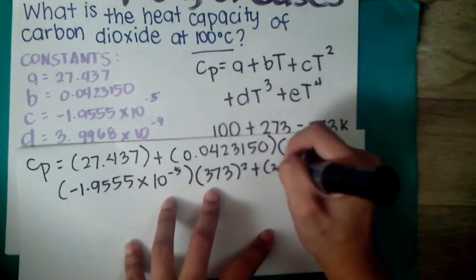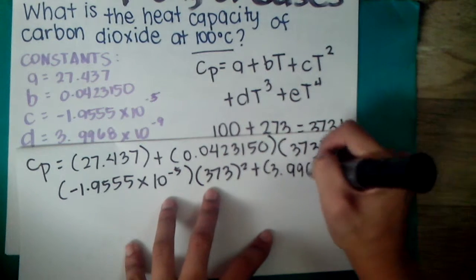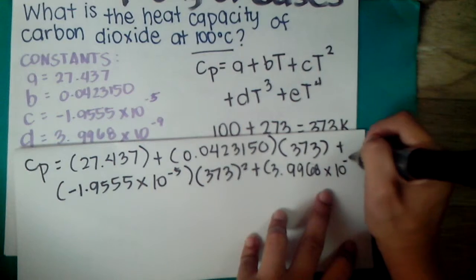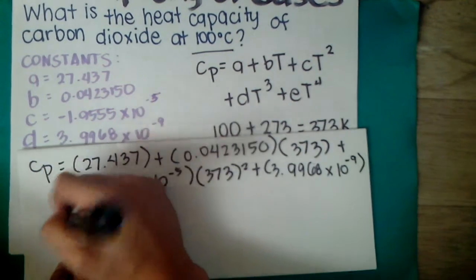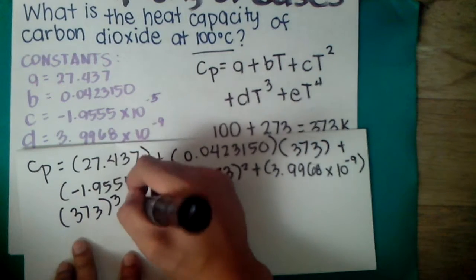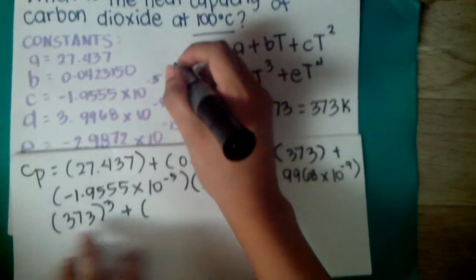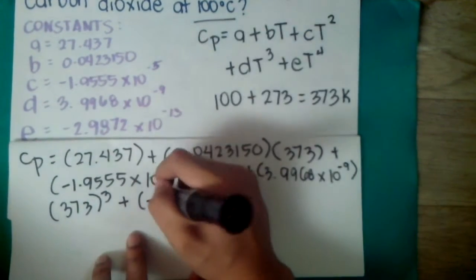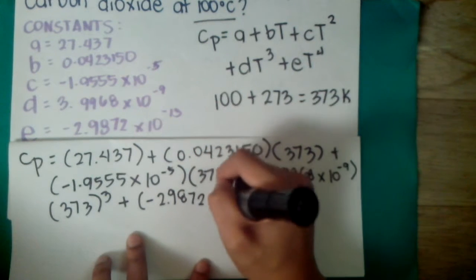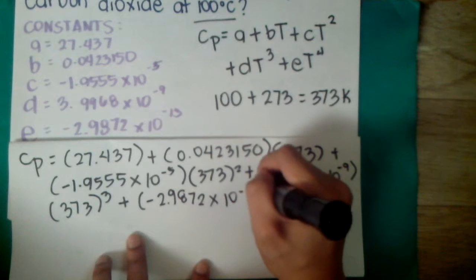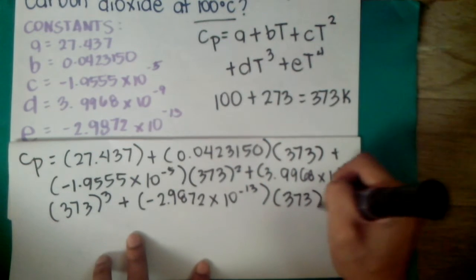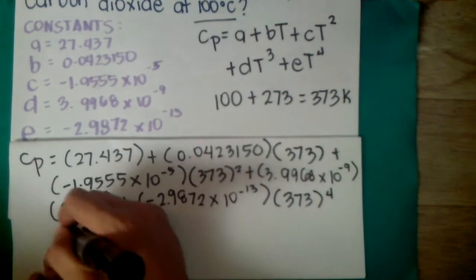D, 3.9968 times 10 to the negative 9 multiplied by the temperature cubed, plus E, negative 2.9872 times 10 to the negative 13 multiplied by the temperature raised to the fourth power.